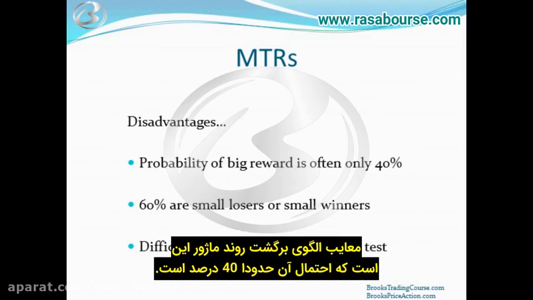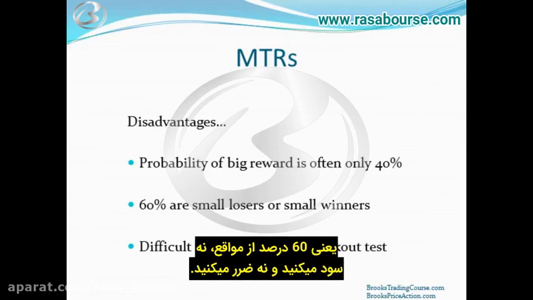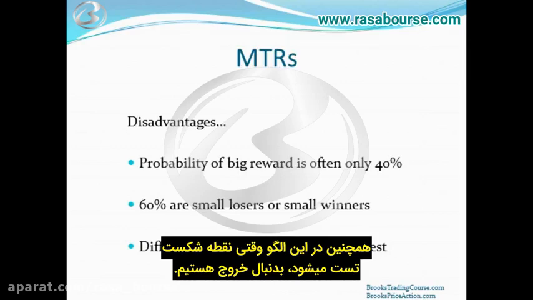Disadvantages: the probability of making a big reward is often only about 40%. 60% of the time you're making small losers and small winners, so you're basically churning and not making any profit. You're also not really losing anything. It's also difficult not to exit when there's a breakout test, as there often is.